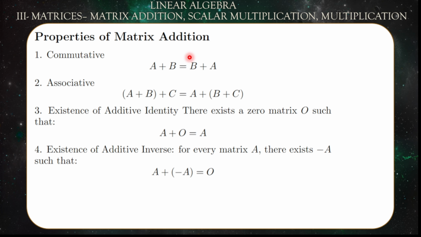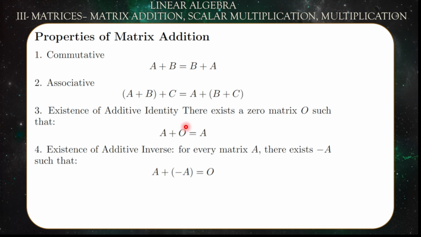Properties of matrix addition. Commutative, so A plus B is equal to B plus A. Associative: A plus B plus C, which is adding two matrices, and what results from that would be added to the third matrix C, is equal to A plus, adding A to B plus C. Okay? Now, third thing is existence of additive identity, meaning that there exists a zero matrix O such that A plus O is equal to A.